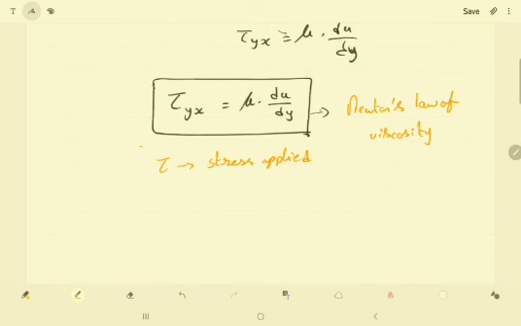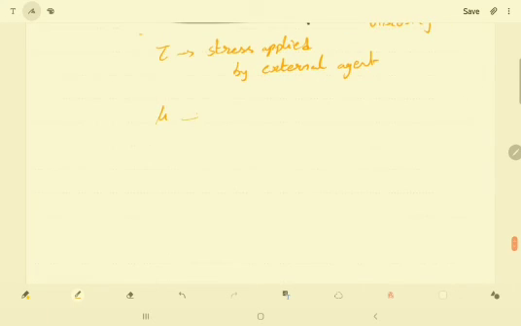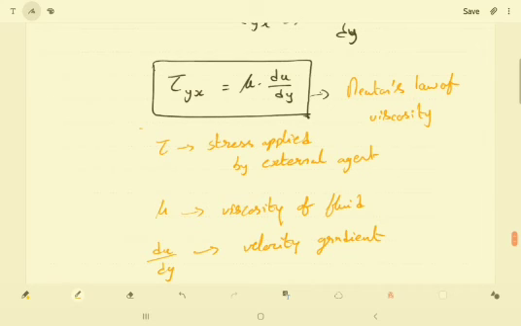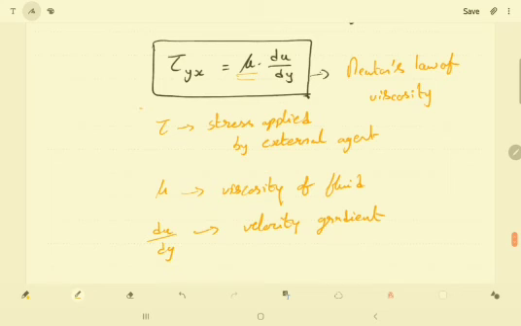Tau is the stress applied by an external agent, and mu is the viscosity of the fluid, and du by dy is the velocity gradient. So from this, if you know the applied stress and the velocity gradient of the fluid flow, then we can find the viscosity of the fluid.